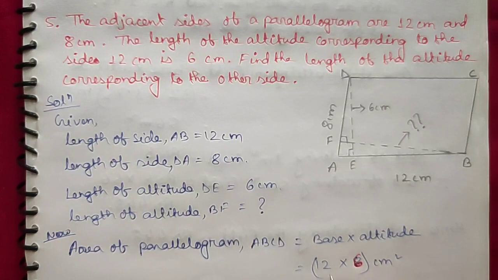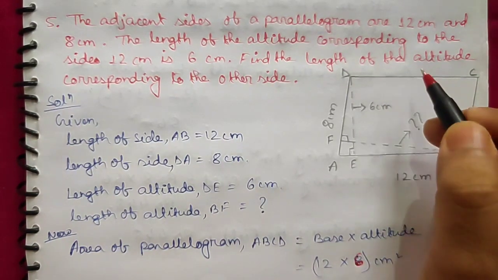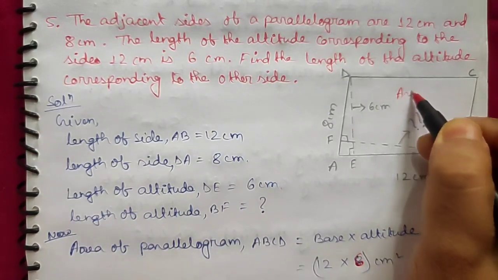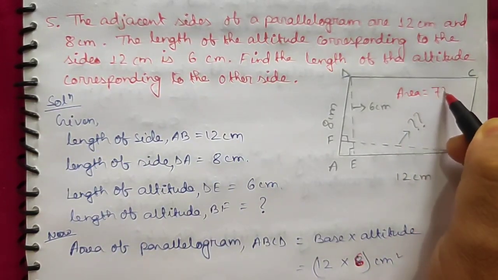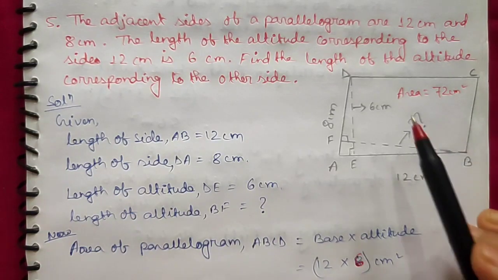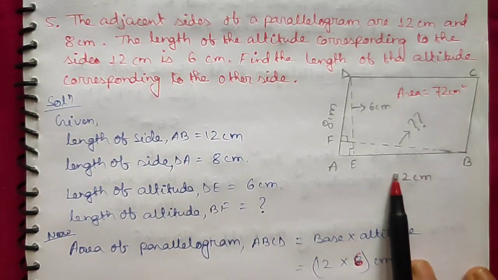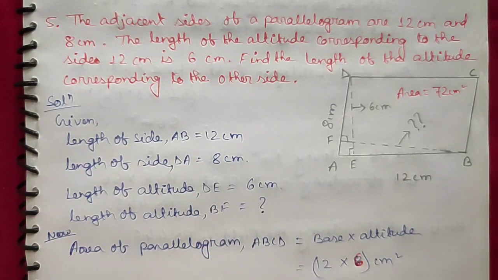So if we multiply 12 with 6, what is the result? 72 centimeter square. That means its area is 72 centimeter square. Now think, you forgot that there is one altitude and we don't know what's in this base. Okay, forget this. Now what do we have?